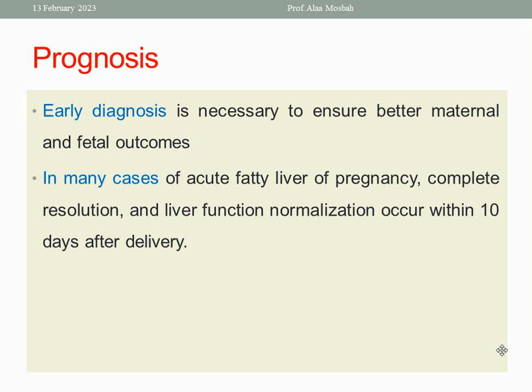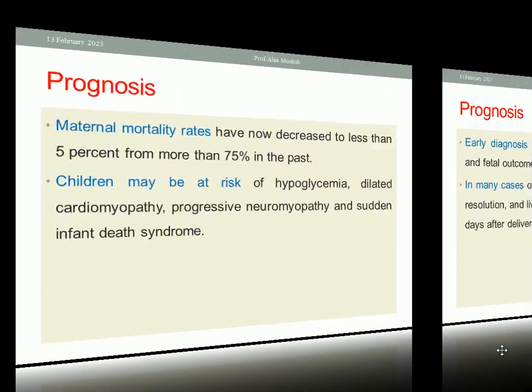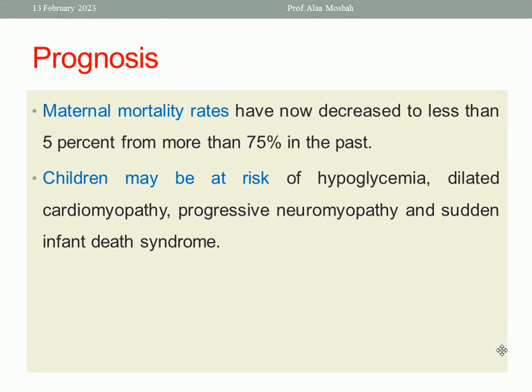Okay, but you should know that maternal mortality rate in the past was 75%. Imagine how big the problem is. But nowadays, with early diagnosis and early management, it has decreased too much. So maternal mortality nowadays is less than 5%. So the key of success with these cases is the early diagnosis and management.